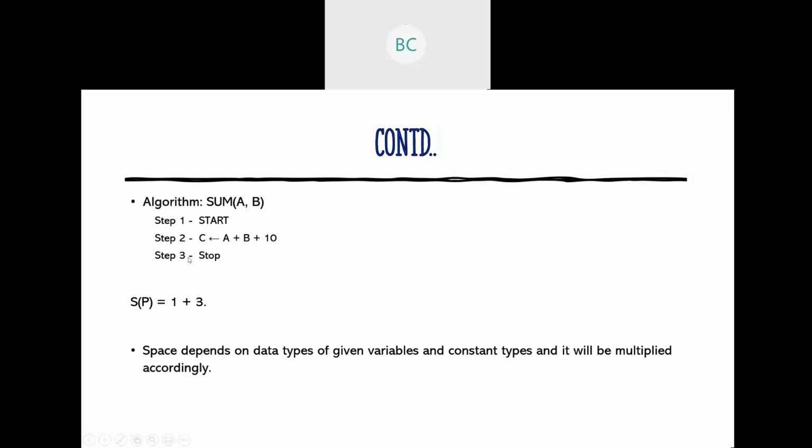Suppose we have the same example of adding two numbers. So your algorithm is for the sum of two numbers A and B. You start, then after adding the numbers you are additionally adding the number 10 and storing that value in C. Then your program is finished. So what will be the space complexity? It's 1 plus 3. Why 1?